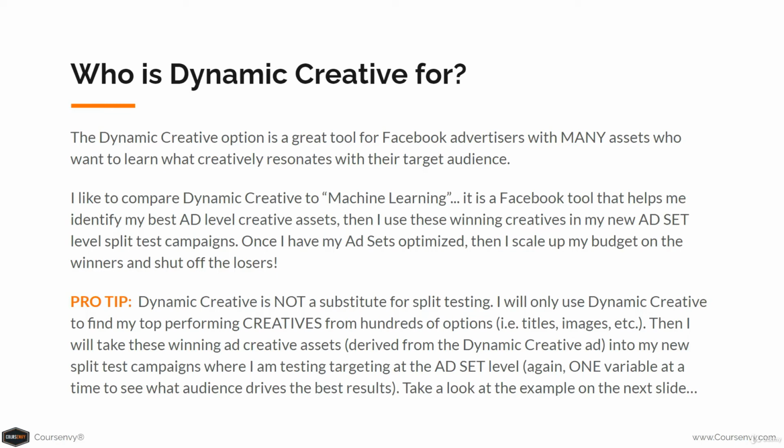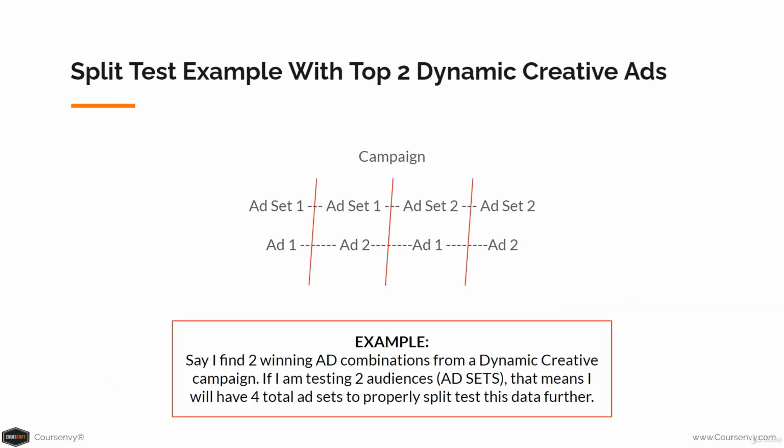Again, one variable at a time to see what audience drives the best results. Let's take a look at an example. So let's say I find 2 winning ad combinations after running a Dynamic Creative campaign. 2 of them equally performed the best. Now if I'm testing 2 audiences, 2 different ad sets, that means I will have a total of 4 ad sets to properly split test this data further.